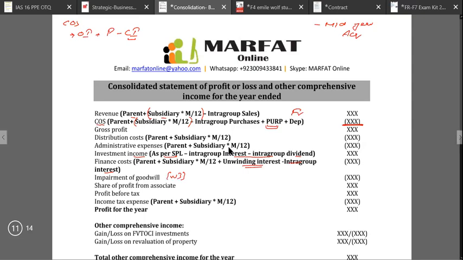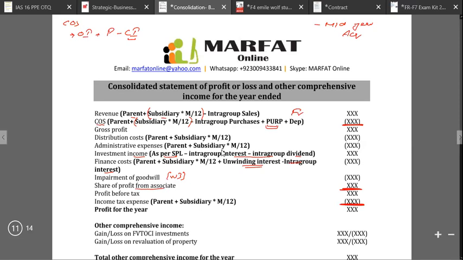And then you have the share of profit from associate. Share of profit from associate is something which we studied in the balance sheet as well: when the parent has acquired 20 to 50% share of a company, it is an associate. In the balance sheet, the cost of investment in the associate will be recorded, and in the income statement, share of profit from associate will be recorded. Then you have the profit before tax, then the income tax expense, then this is the profit for the year.